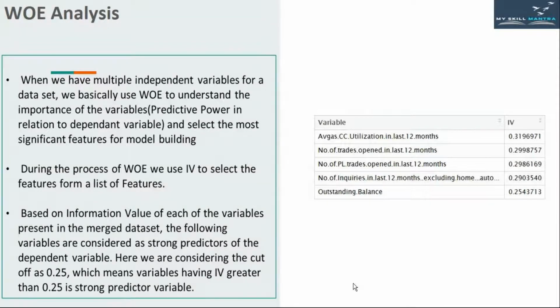During the process of WOE, we use the IV, or the information value, to select the features from a host of features. I'm not going into the detail of WOE because that might take another hour itself. But in WOE, you can select some cutoff to decide which are your significant or important features. We had selected the cutoff as 0.25, which gave us these five significant variables or strong predictors.